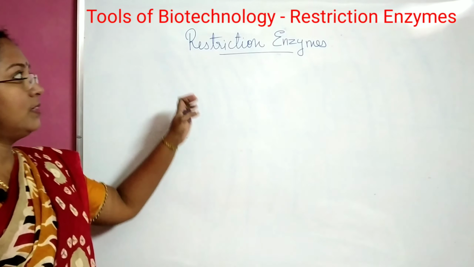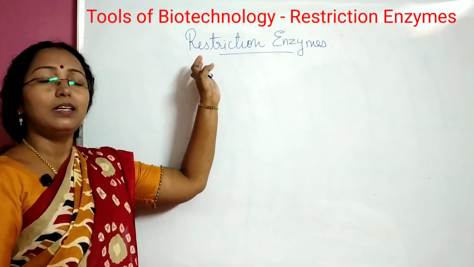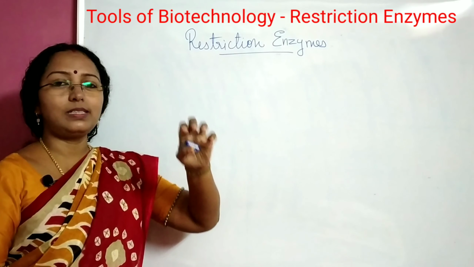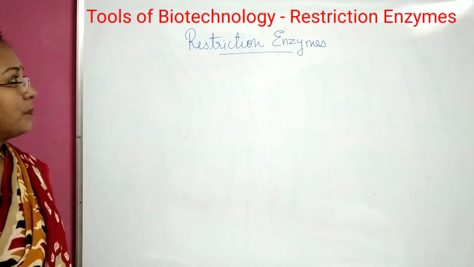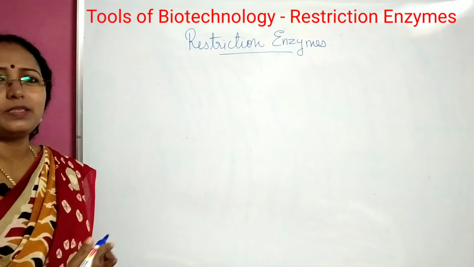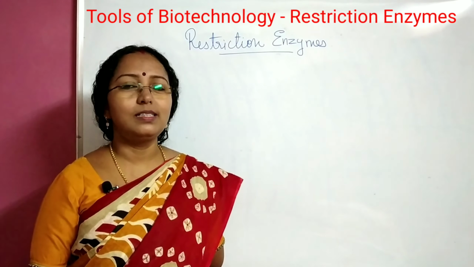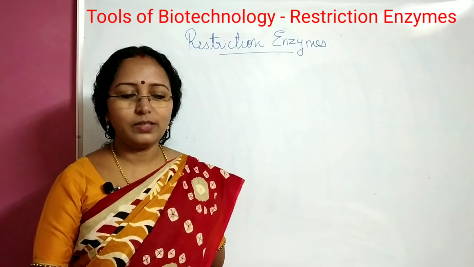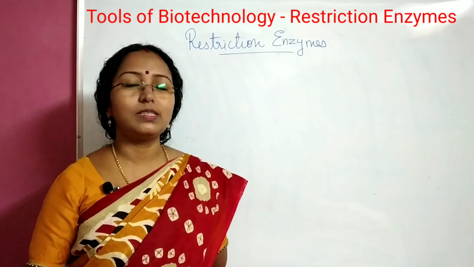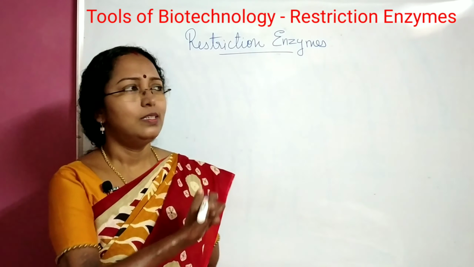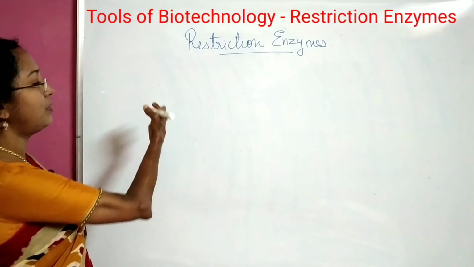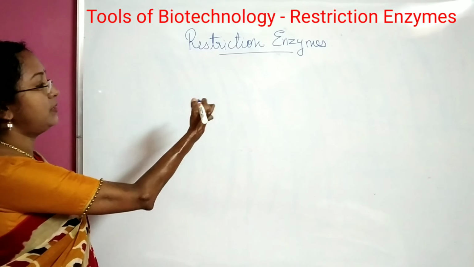So this restriction enzyme, how this name was given, it's a very interesting experiment. Actually, it is a serendipity. I think you know what serendipity is. Serendipity means chance discovery in science. Discovery of antibiotics, penicillin, was a serendipity for Alexander Fleming. Same way, the finding of restriction enzymes was a serendipity in biology.